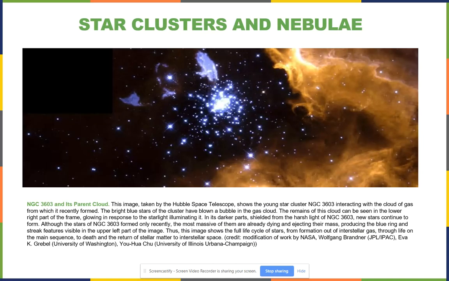So, the interstellar medium. Here's a pretty picture. I'm going to turn off the lights because it's just better without the lights. Somebody's been messing with my light switches again.